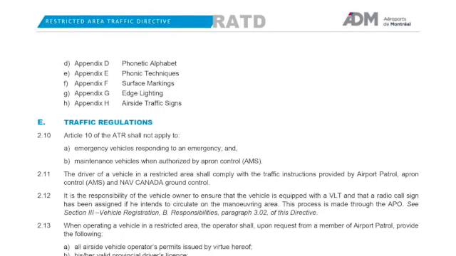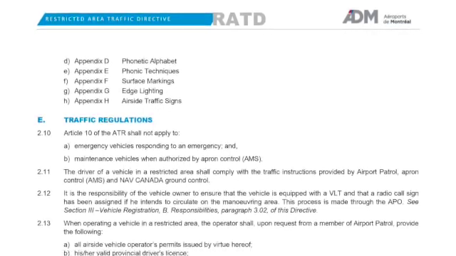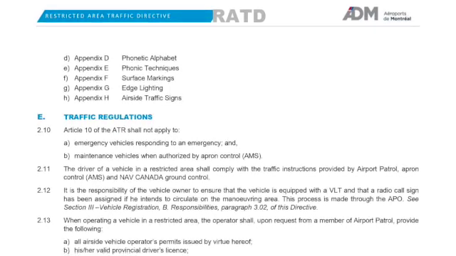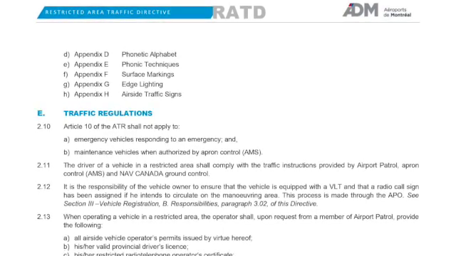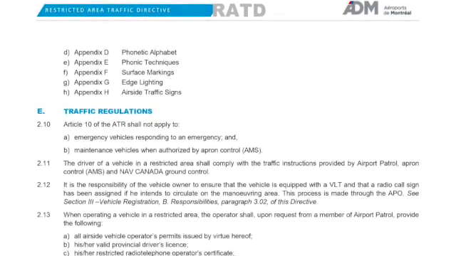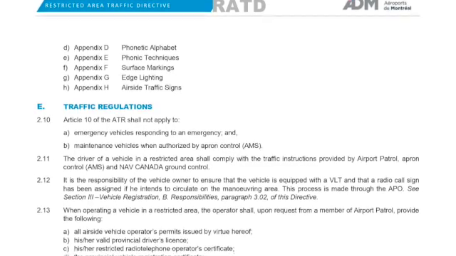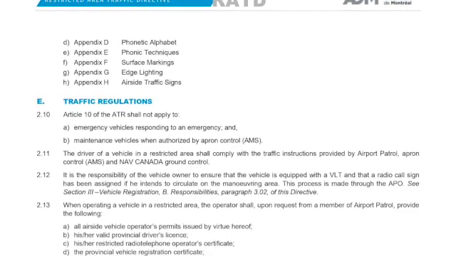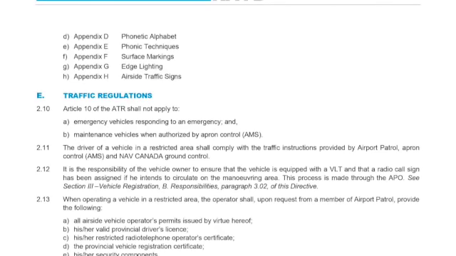E. Traffic Regulations. 10 Article 10 of the ATR shall not apply to A. Emergency vehicles responding to an emergency, and B. Maintenance vehicles when authorized by Apron Control, AMS. 11 The driver of a vehicle in a restricted area shall comply with the traffic instructions provided by Airport Patrol, Apron Control, AMS, and NAV Canada Ground Control.